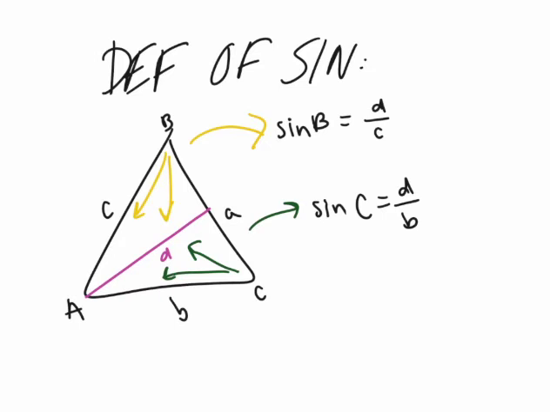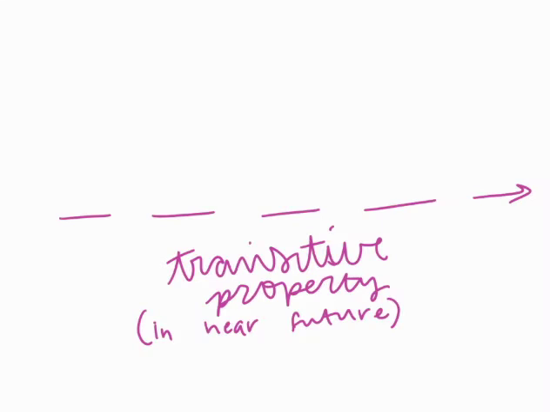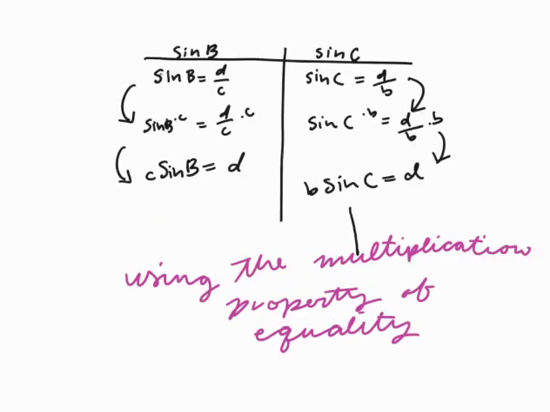And now we're figuring that out so that later we can use the transitive property to look at this in the big picture sense. So now we can say D is equal to C sine of B because we multiply both sides by C using the multiplication property of equality. Do that with the other one and make it D equals B sine of C because we multiply by B on both sides using the multiplication property of equality.